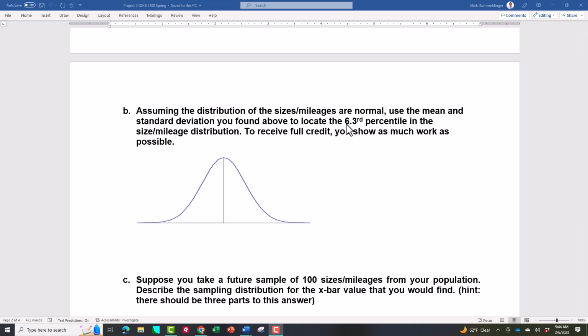Okay, the 6.3 percentile, that's the point in the distribution where 6.3% fall in percentiles below. So draw me that picture and then go to the table, and there's a little formula that you're going to be using. Spell that out for me. Show me the work you're doing. So that's the normal work.